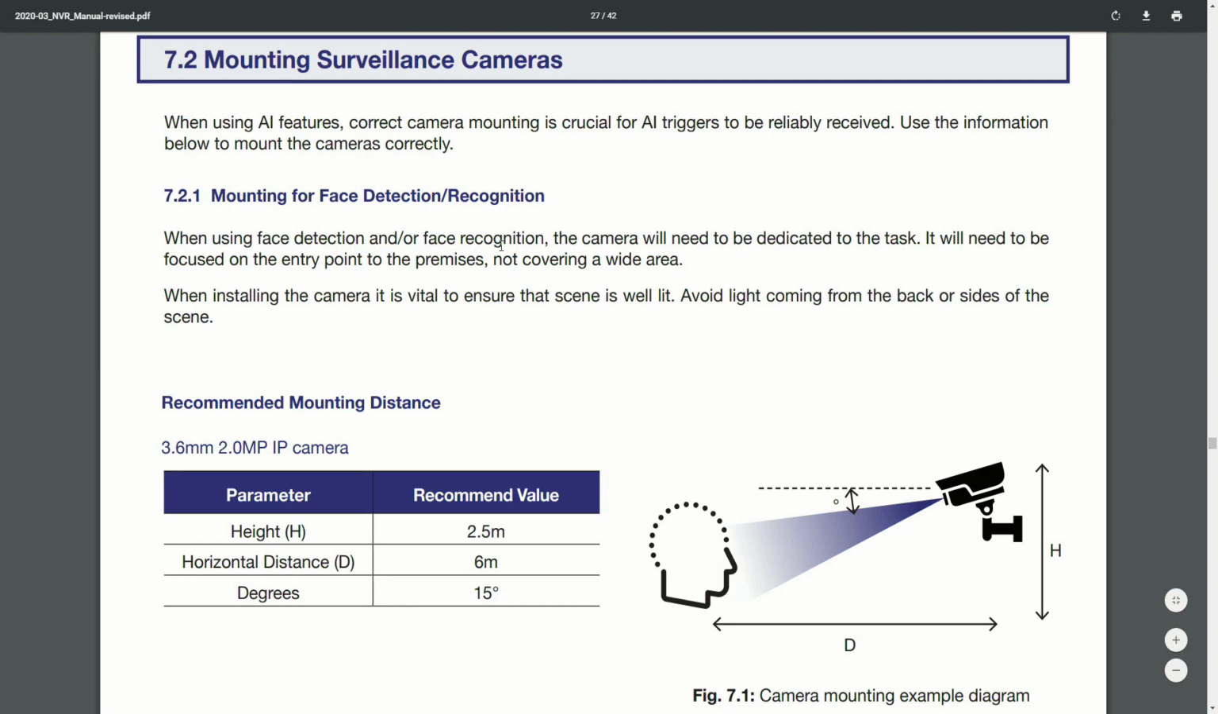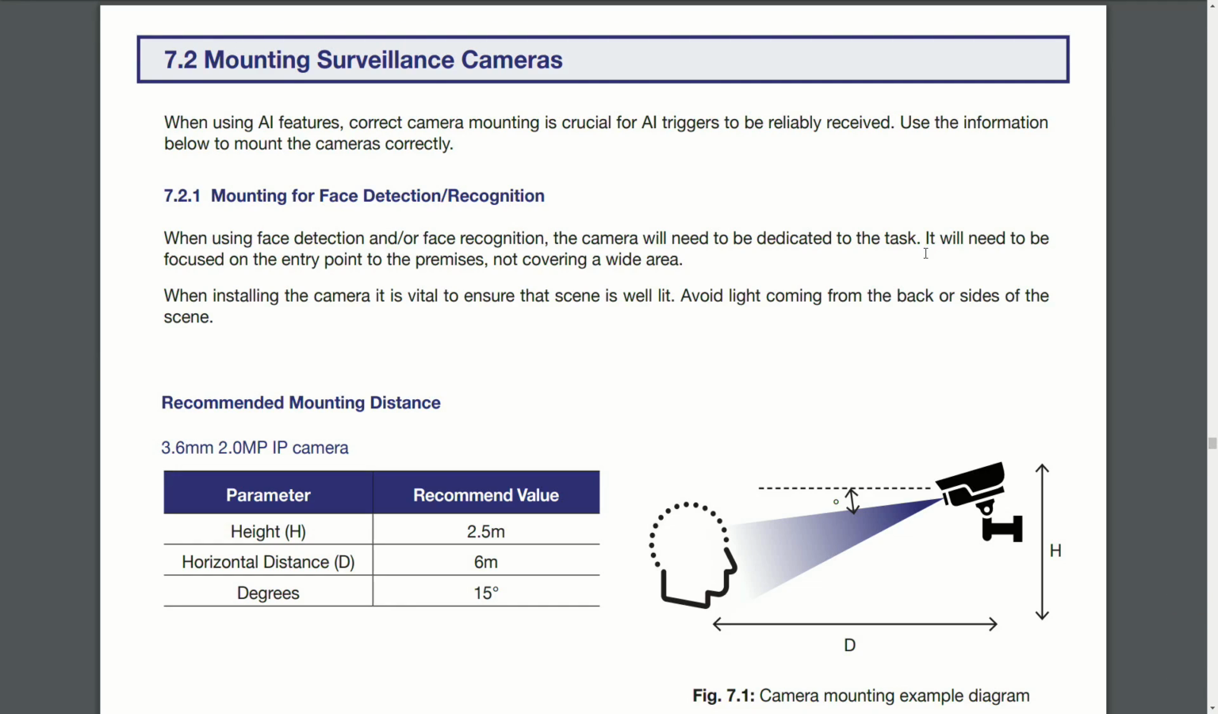So when using face detection and/or face recognition, the camera will need to be dedicated to the task, i.e. you'll need to make sure that the camera itself is set up to be used specifically for face detection and face recognition. You can't just expect that a camera that's hovering over a wide area or observing a wide area is going to be particularly well suited to face recognition. It will need to be focused on the entry point to the premises, not covering a wide area, which is basically what we just covered now.